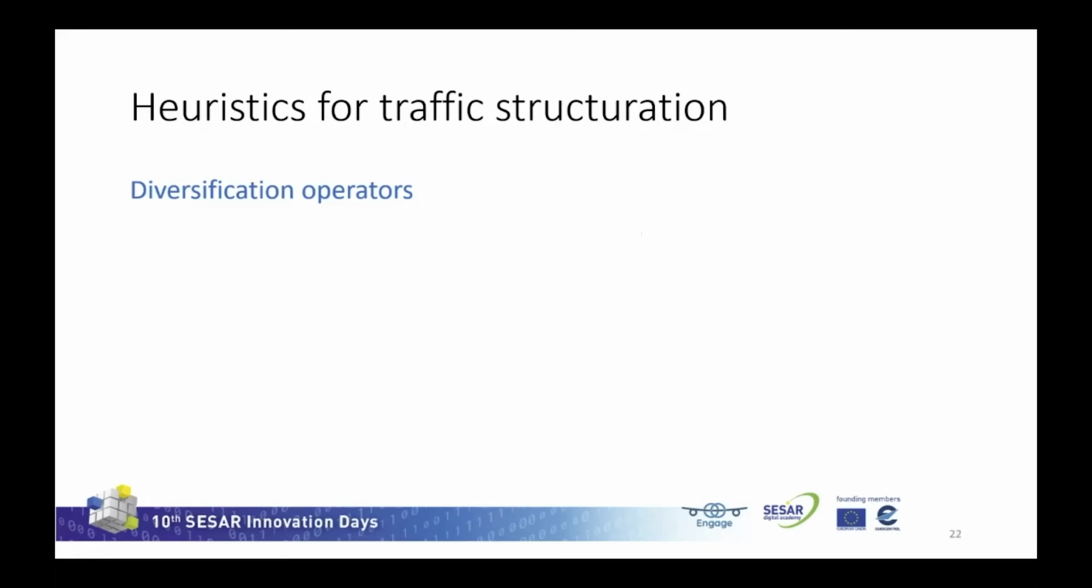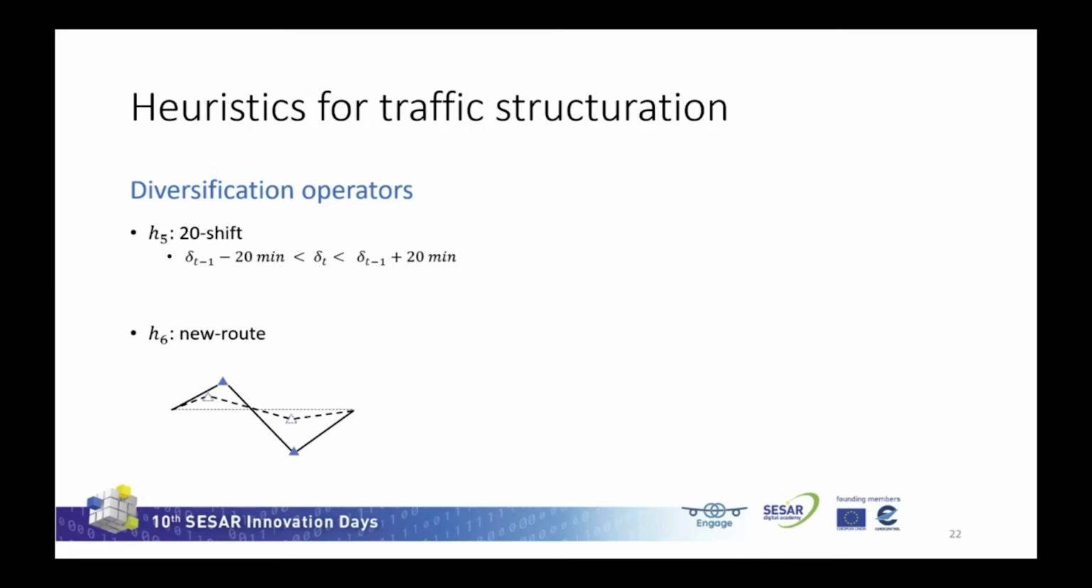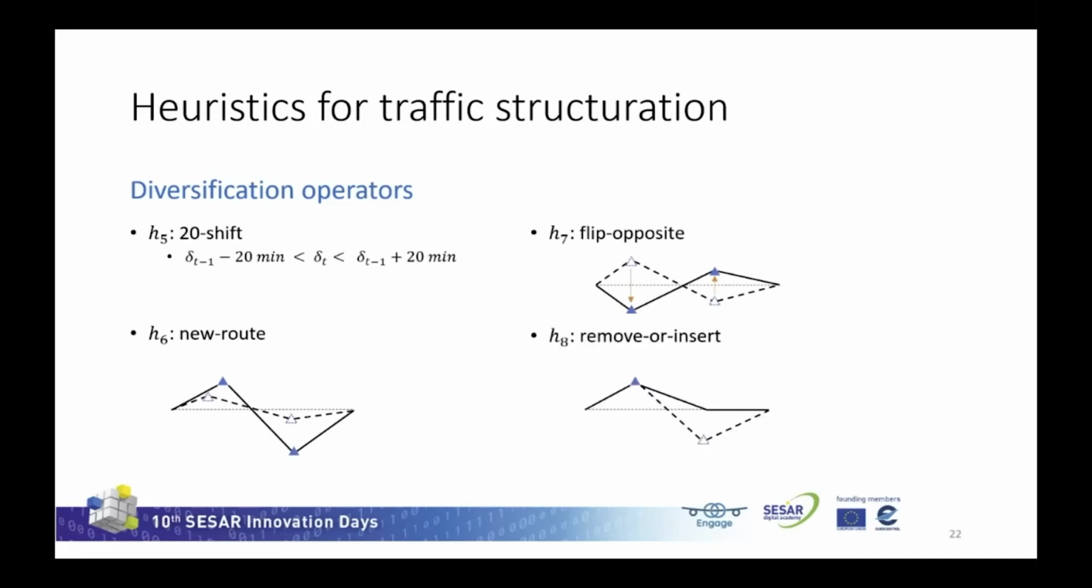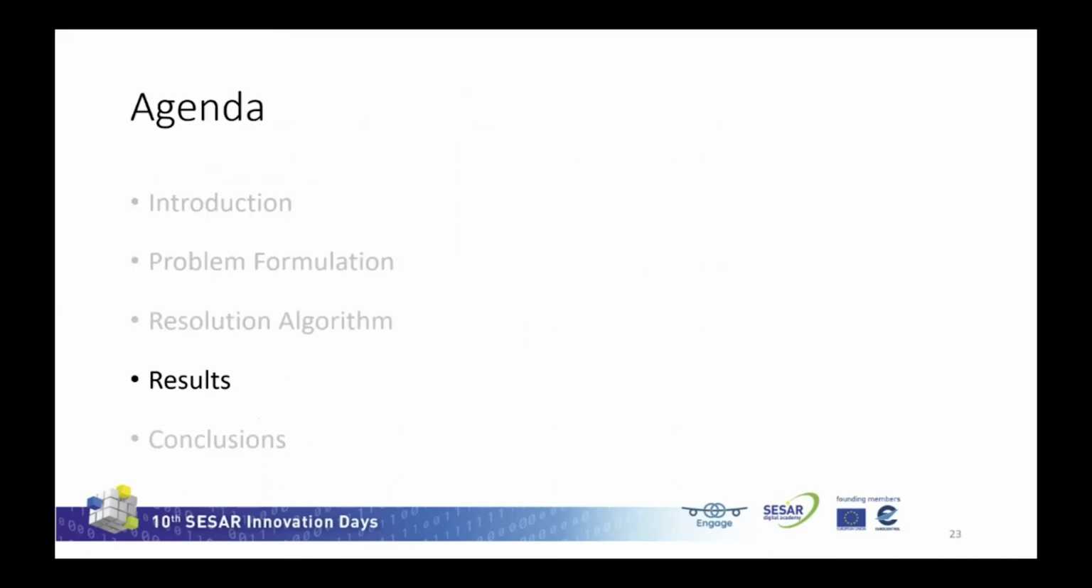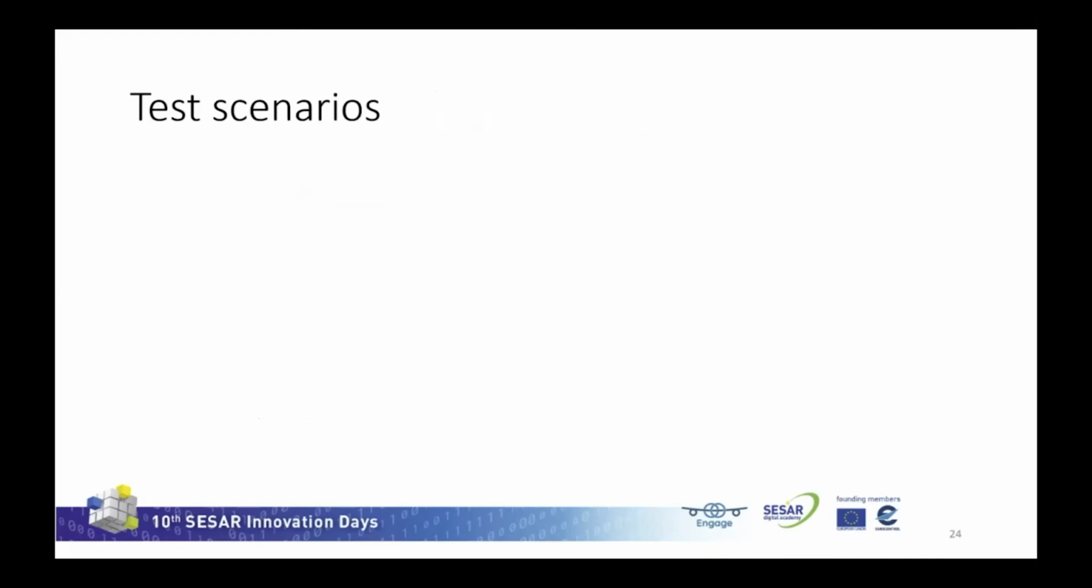And the latter is the diversification heuristic operators. The first one is H5, the 20 shift. It's used to advance or delay departure time within 20 minutes. And H6, the new route, randomly generates a new route without condition. And H7, flip opposite, the system will flip the route vertically. And H8, remove or insert a synchronous waypoint to change the route. Let's go to the result section to evaluate our approach for our test scenarios.